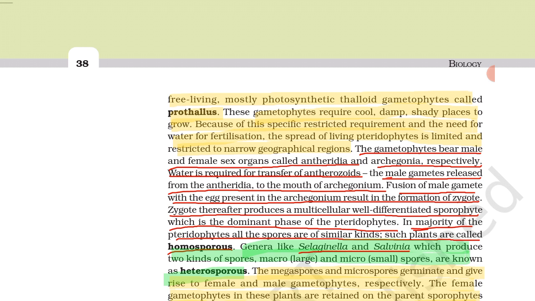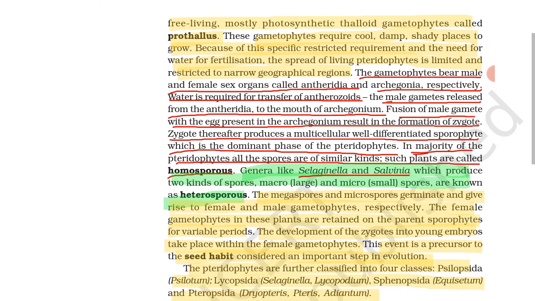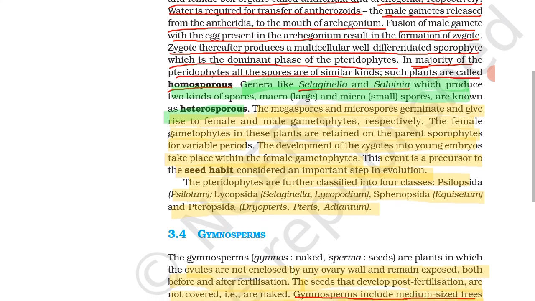In the majority of pteridophytes, all the spores are of similar kind. Such plants are called homosporous. Those that produce two kinds of spores, macro (large) and micro (small), are known as heterosporous. Examples are Selaginella and Salvinia.